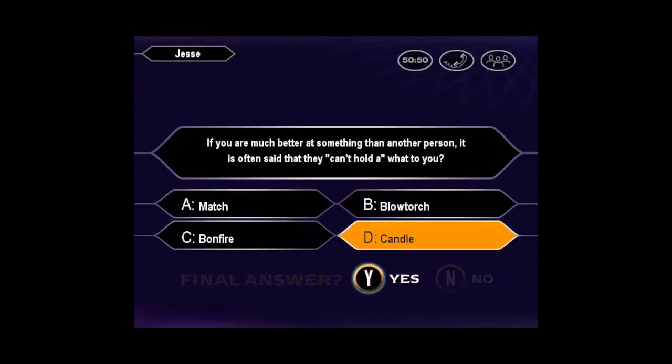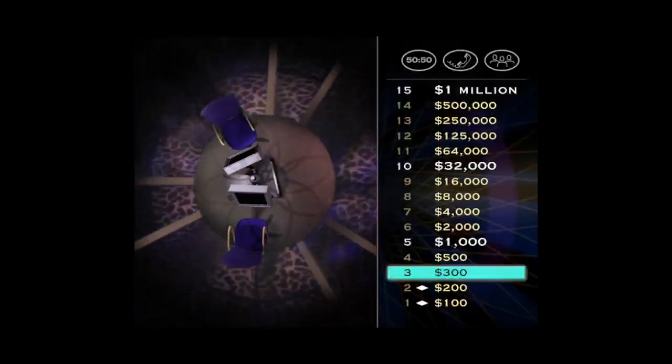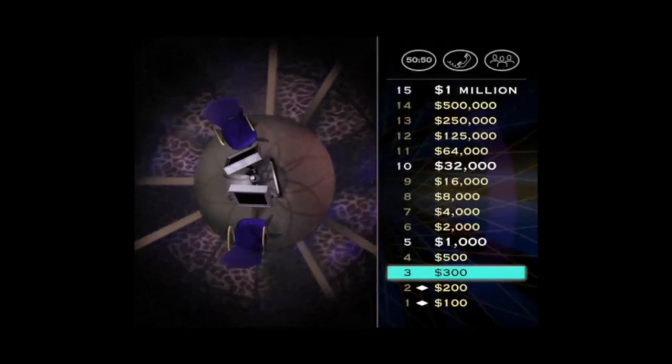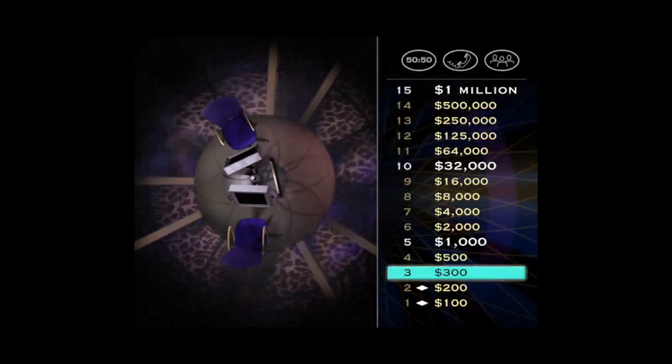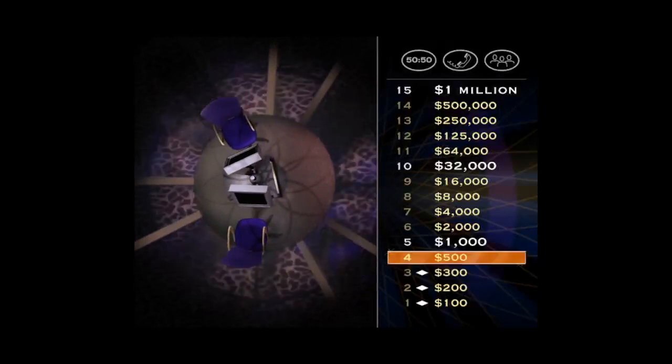Final answer? You have no doubt the answer is D. You are correct. Three in a row, but you've still got 12 more to go. For $500, here's the next question.